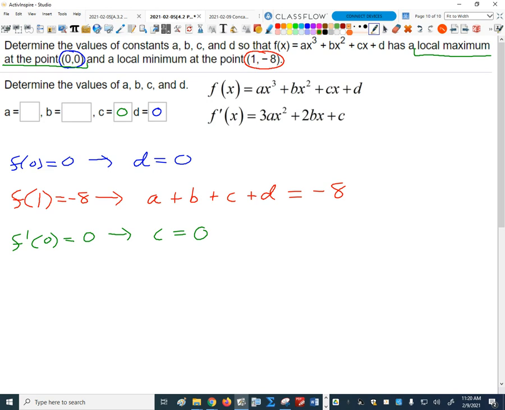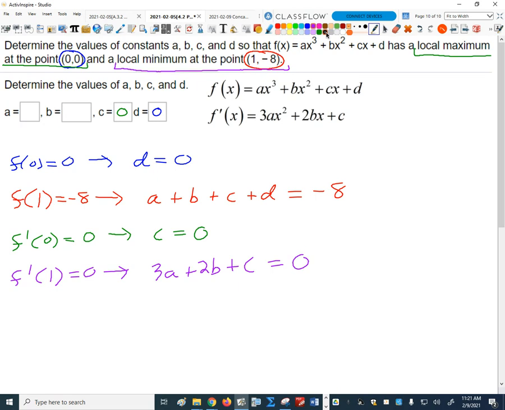Okay? What about this last little piece here? So we've got a local minimum at the point 1, negative 8. So that's telling me that f prime of 1 is equal to 0. So if I plug a 1 in for x in my derivative function, f prime of 1, I'm going to get 3a times 1 squared plus 2b times 1 plus c equals 0.